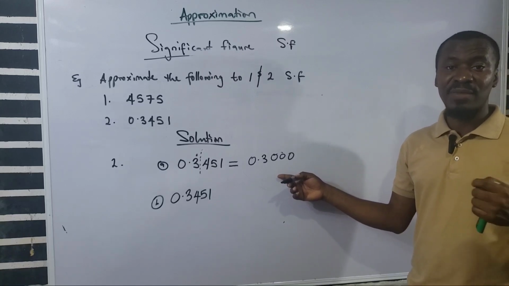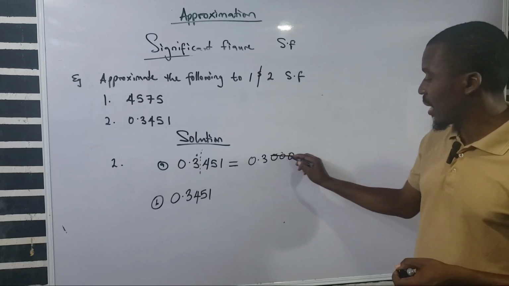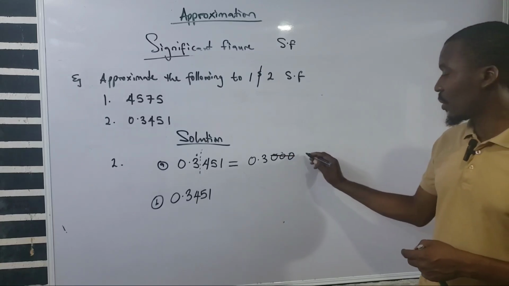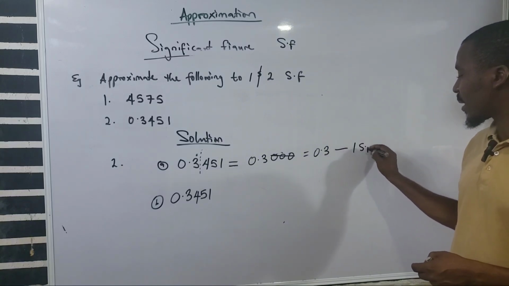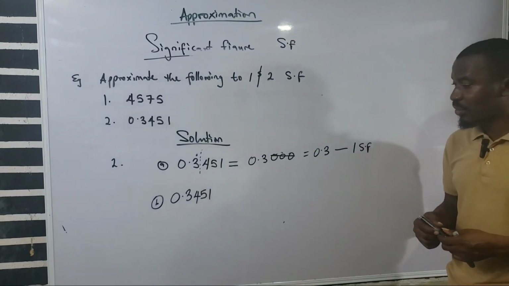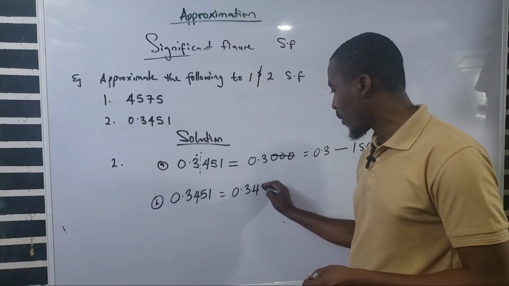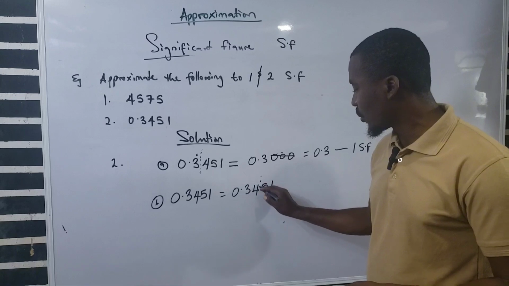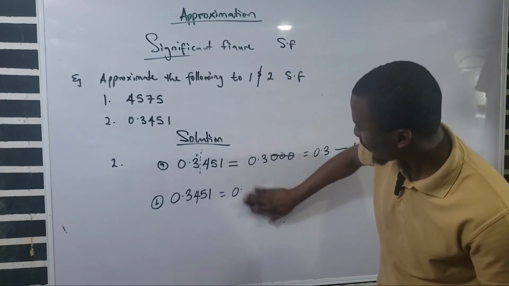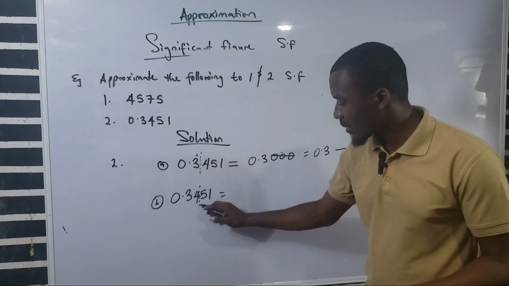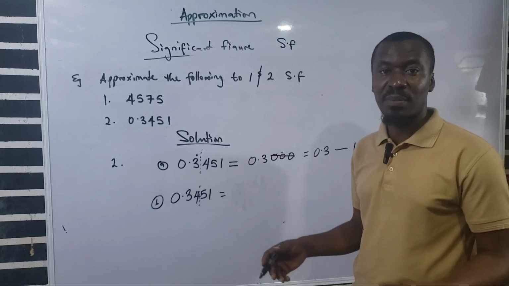But you and I know that from the second point, all these zeros here are not significant. So we have it as 0.3 in 1 SF. Okay, so let's do the second one. The second one will give us 0.3451. When you do that here, you have 5 as the next digit, and 5, of course, is a number between 5 and 9.